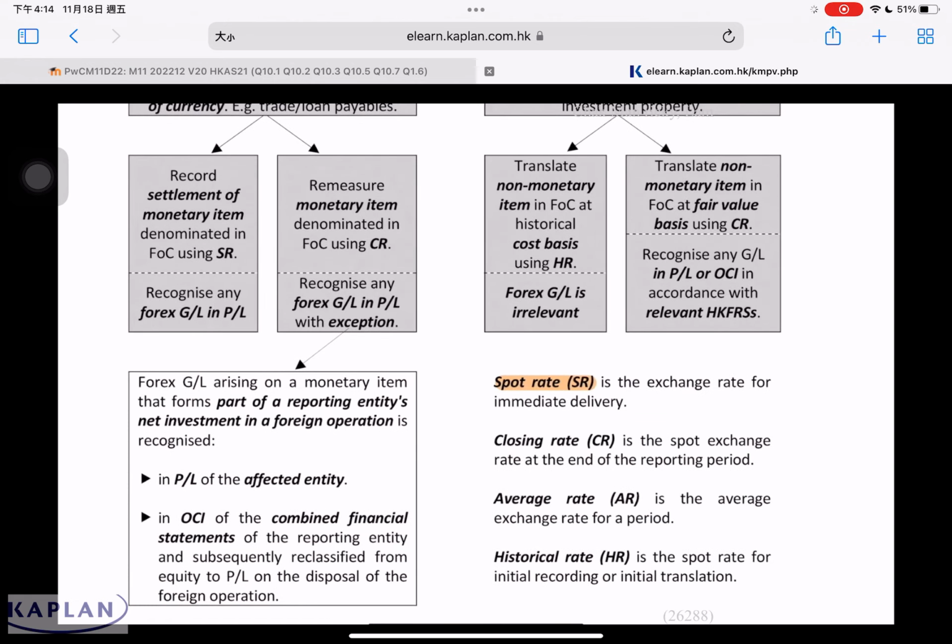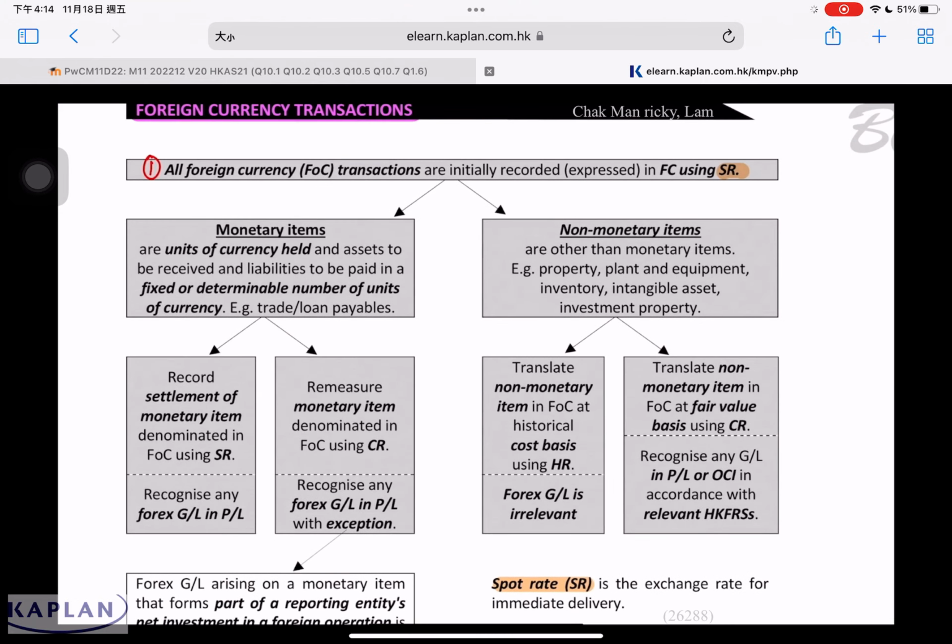Spot rate is the exchange rate for immediate delivery. All foreign currency transactions initially must be recorded at spot rate. Take for example, initially it's recorded at maybe 1.4. Subsequently, we need to differentiate whether the item is a monetary item or a non-monetary item. Non-monetary item is other than monetary item.